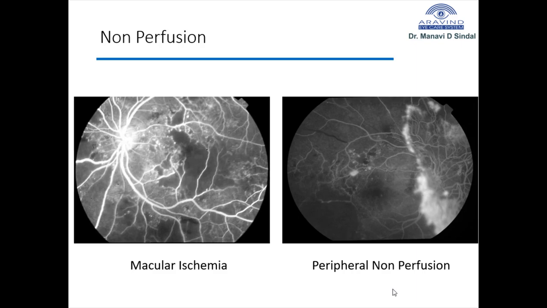And this is a patient who's got this large proliferative membrane on the posterior pole. His optic nerve head or disc is somewhere here. His macula is here. And you can see a huge amount of the peripheral retina is non-perfused. This is obviously a very advanced damage due to diabetes in this eye.